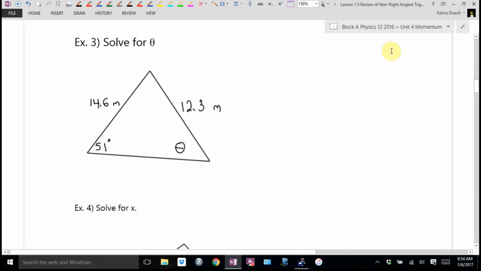Solve for theta. Sine law or cosine law? How do you know? I very quickly went, hey, right there, there's my pair. So it's going to be sine of what I know divided by the side associated with it, the one across from it, equals sine of the mystery angle divided by 14.6.